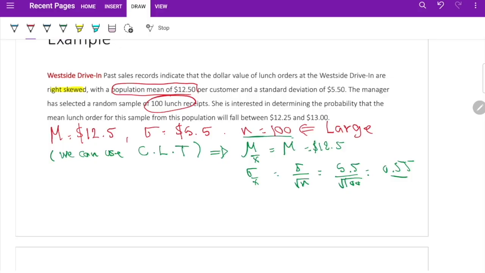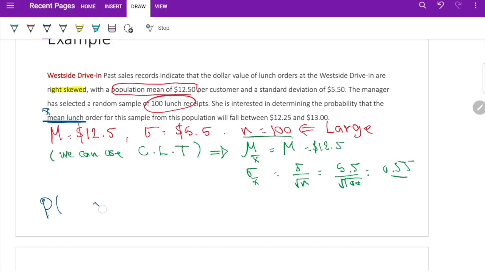She's interested in determining the probability of what? The probability that the mean lunch order of this sample from this population will fall between $12.25 and $13. So she cares about what? She cares about knowing the probability P of what? Listen, the mean lunch, the mean, so X bar.